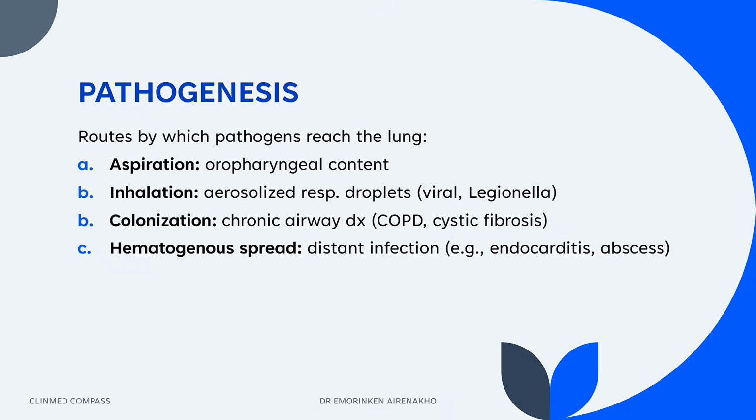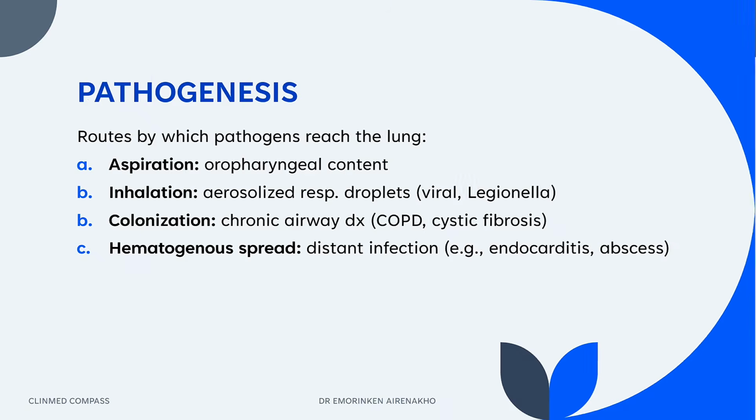How do pathogens reach the lungs? There are 4 main routes. 1. Aspiration of oropharyngeal secretions. 2. Inhalation of aerosolized droplets. 3. Colonization of a diseased airway, as in COPD, cystic fibrosis. And 4. Hematogenous spread from a distant infection like endocarditis, skin abscess. Once inside, if the defenses are down, infections will take hold.